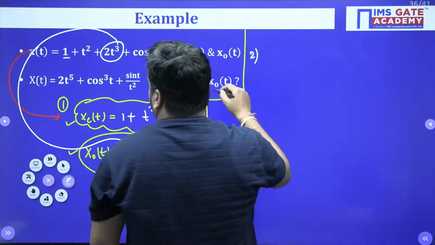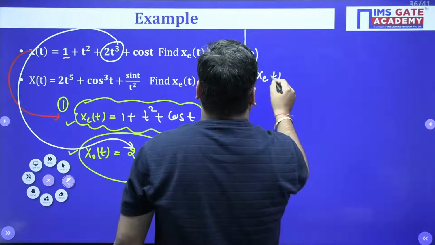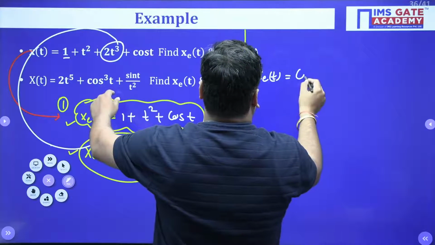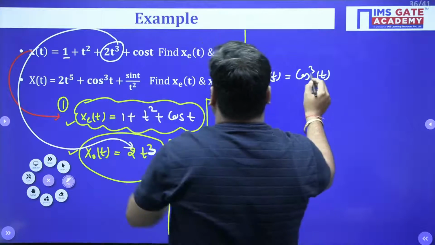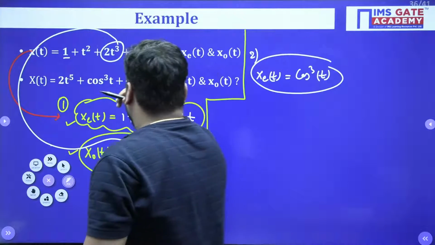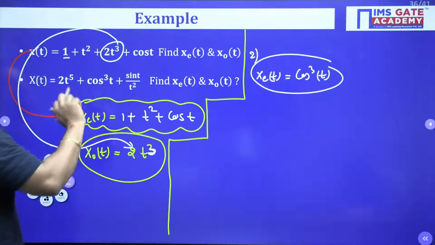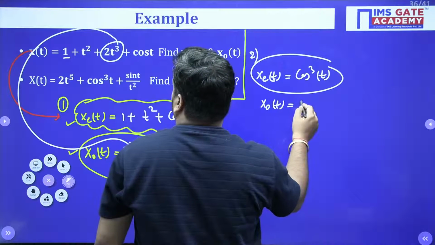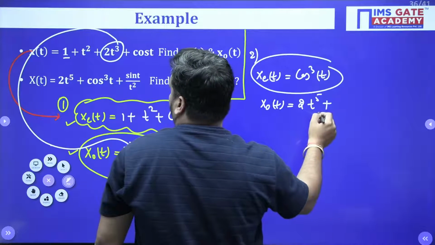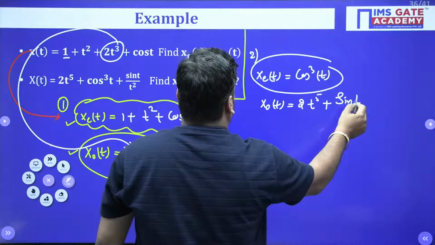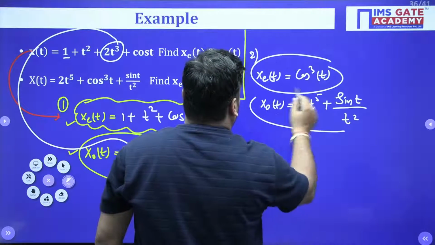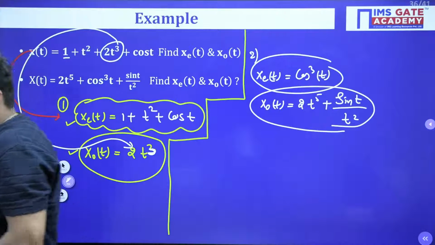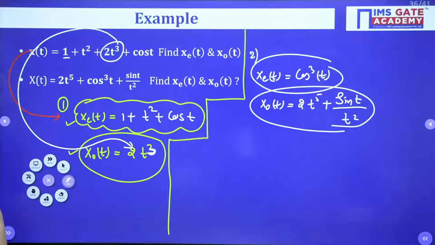What about the second question, guys? In the second question, what about the even component? The even component is cos cube t, cos nature is an even signal. But this is the only even component, because sin t upon t square is odd upon even, which is nothing but odd. So in the second question, the odd component of the signal is 2t to the power 5 plus sin t upon t square. So the even and odd components are easy to identify from the equation. Yes, quickly tell me, children. Shall we go for next?